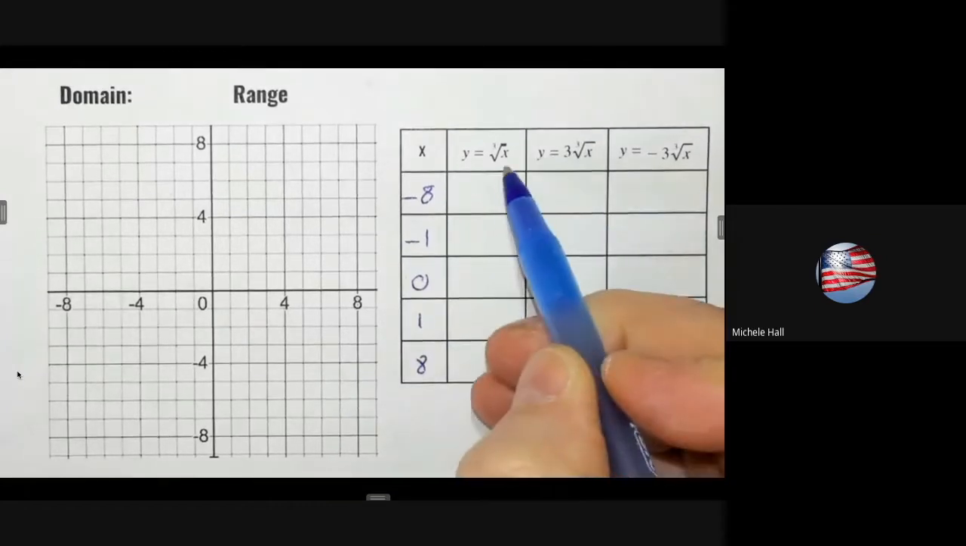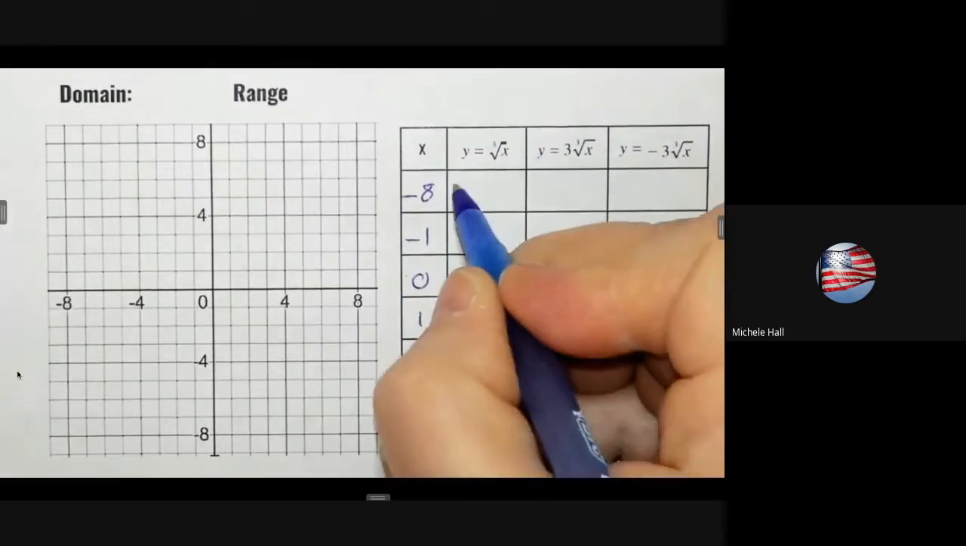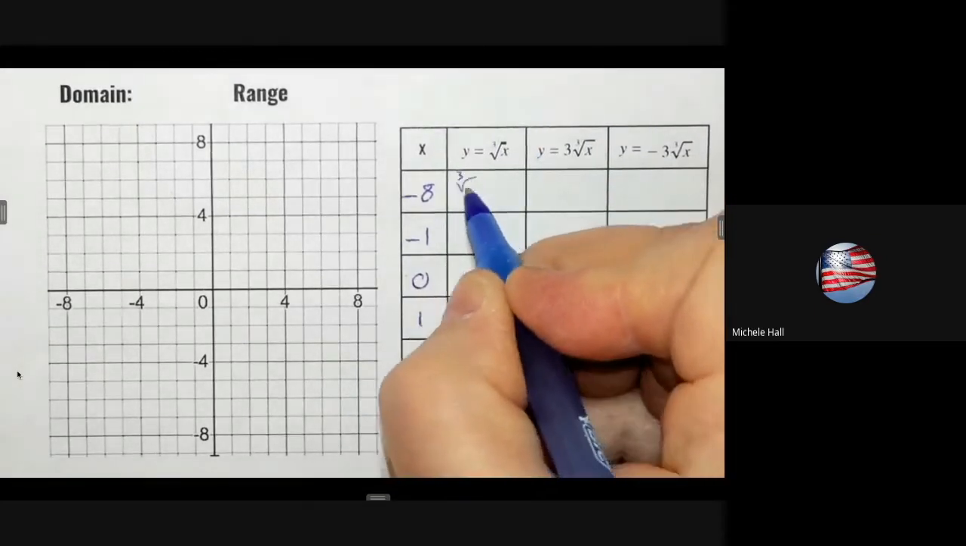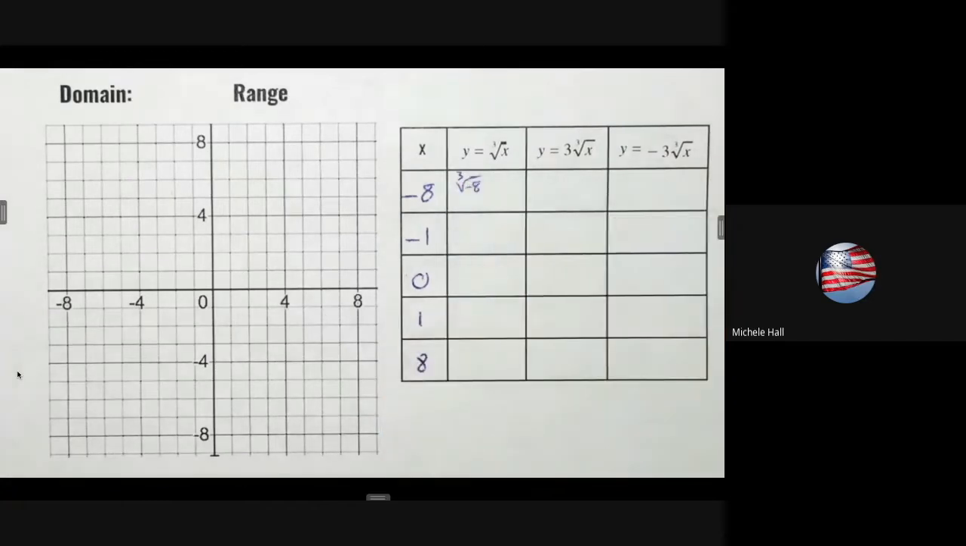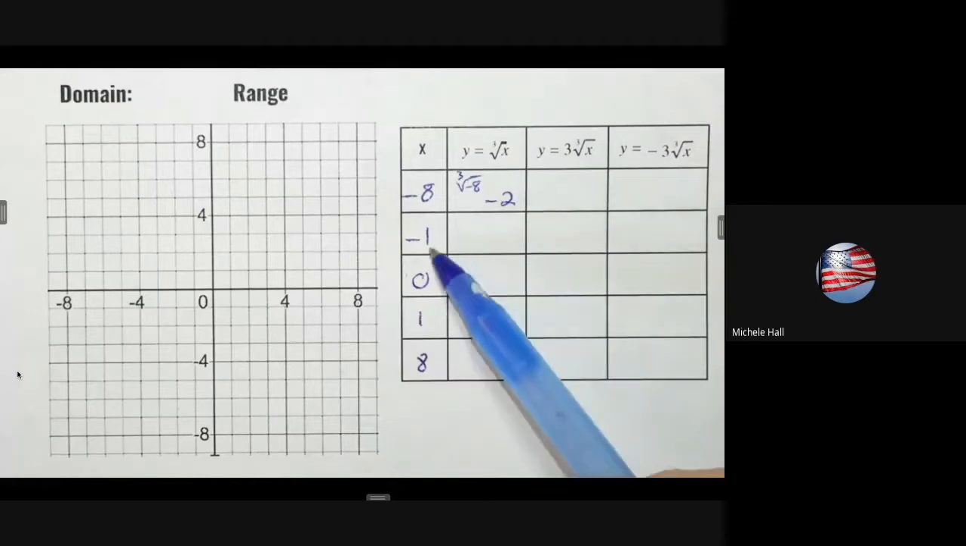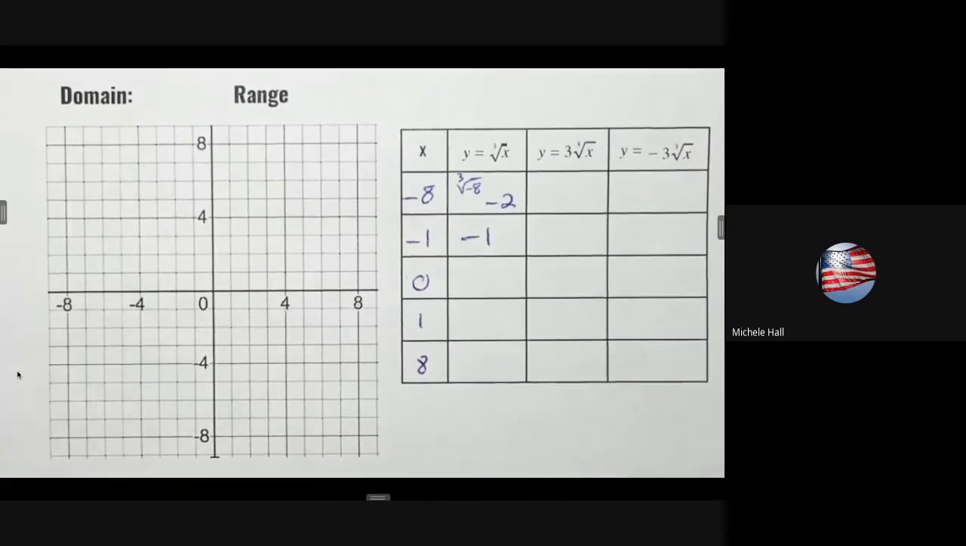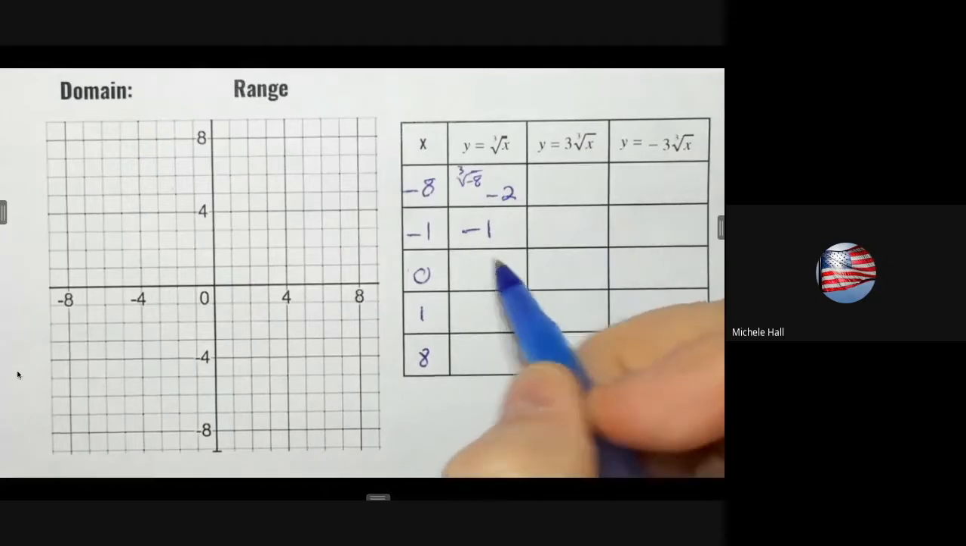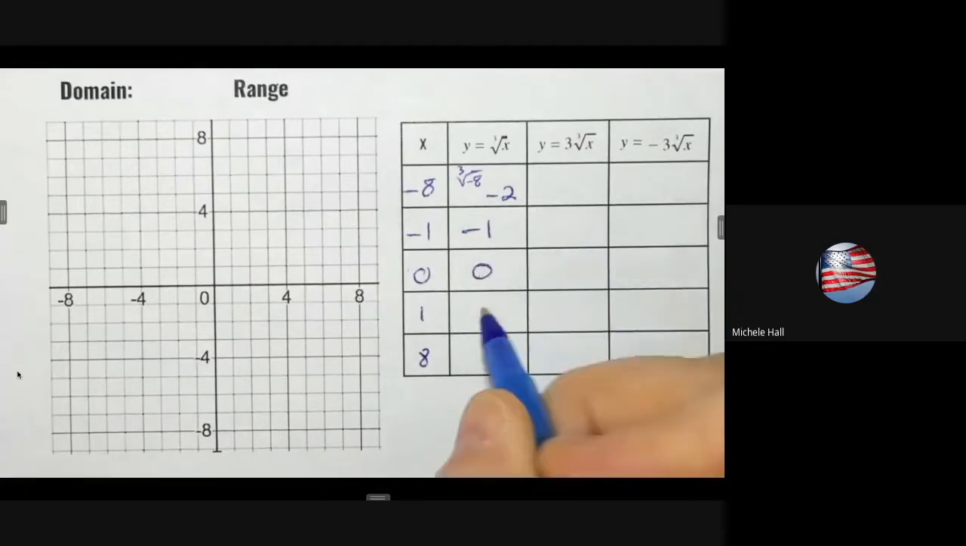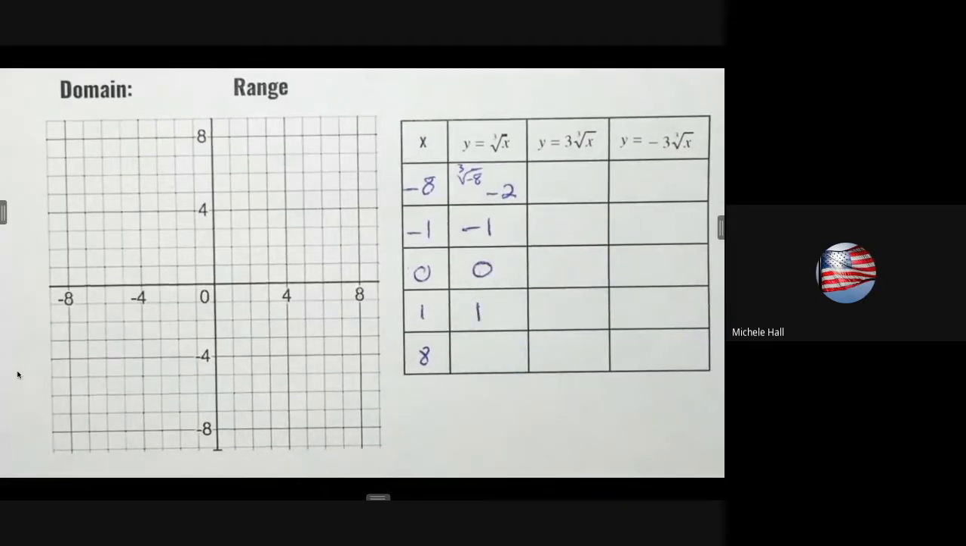The cube root of -8 is -2. The cube root of -1 is -1. -1 times -1 times -1 is still -1. The cube root of 0 is 0. The cube root of 1 is 1. And the cube root of 8 is 2.